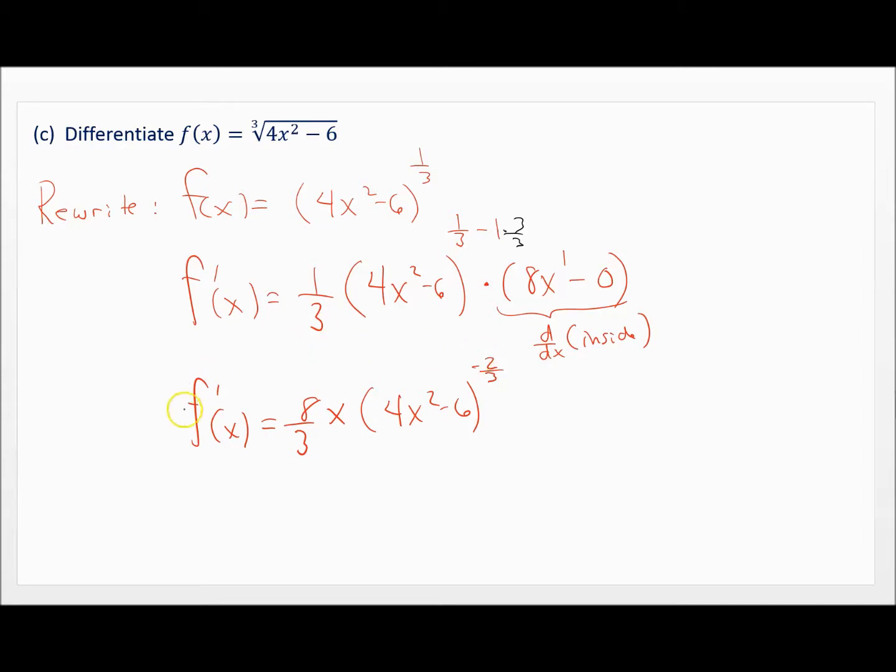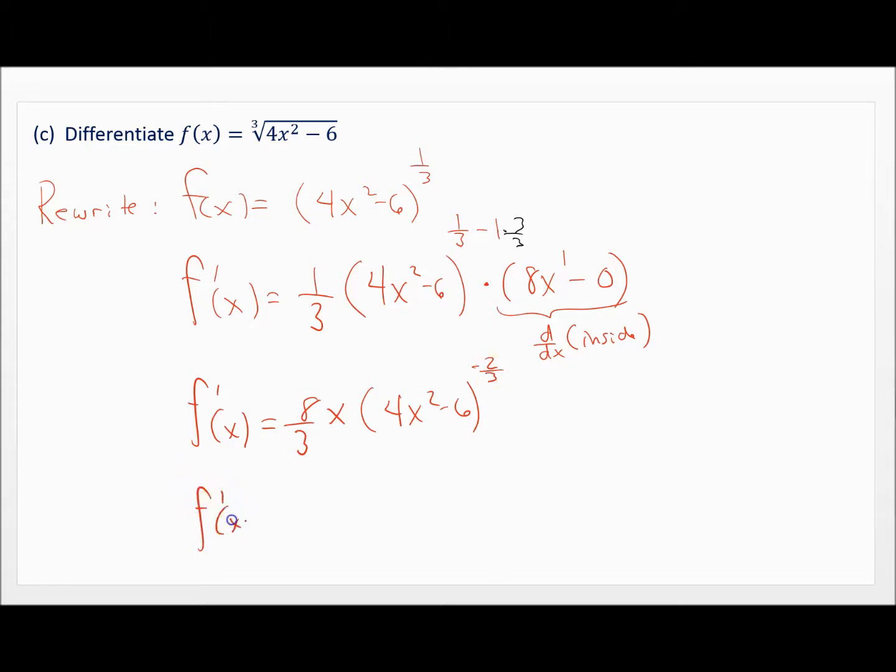I don't want to say there's anything wrong with this answer, but you want a functional derivative. You want a derivative you could use for something else if you need to. So this (4x squared minus 6) to the negative 2/3 needs to be moved to the denominator, so that negative is positive, and you could rewrite that in radical form.